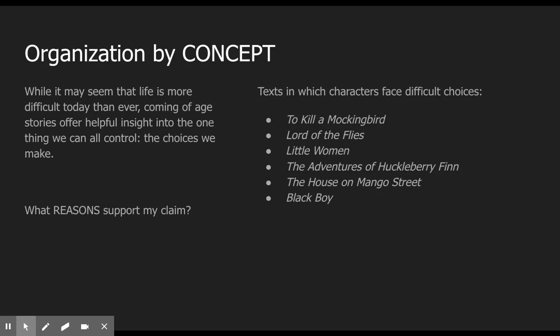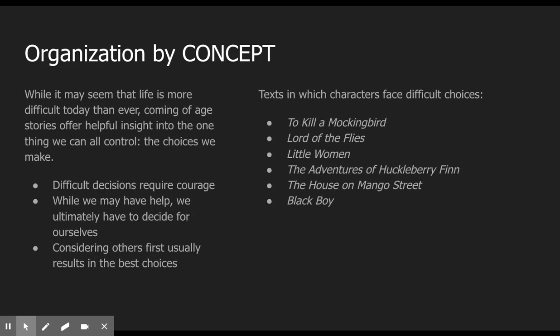Here are 3 reasons that I can come up with from reading all of these texts. 1, difficult decisions require courage. Notice that's a claim. I've got to still prove that. 2, while we may have help, we ultimately have to decide for ourselves. That's my second reason. It's a claim. I still have to come up with evidence for that.